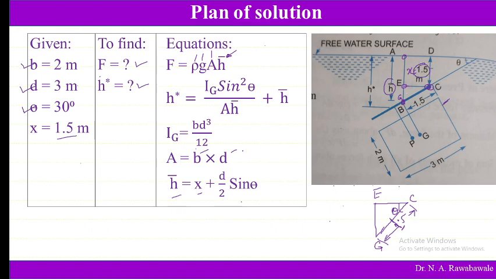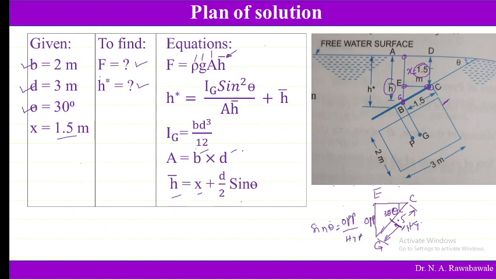To find out EG we have to use trigonometry. So this angle theta is known as 30 degree. Theta is given. So now we can find the opposite side divided by hypotenuse, which is sine theta. So sine theta is equal to opposite side divided by hypotenuse.